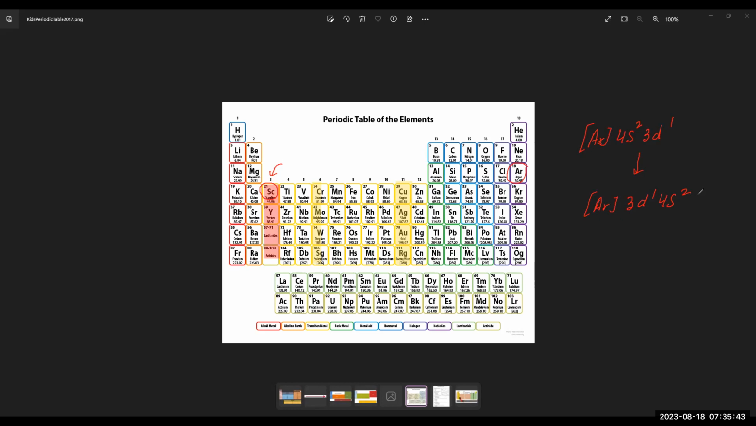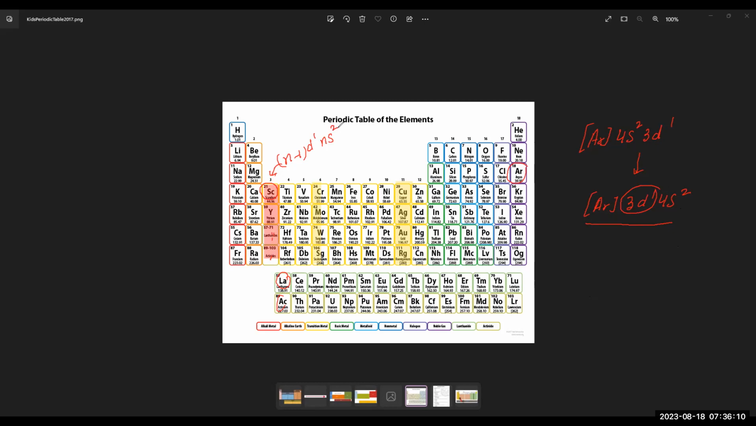4s2, right? Okay. Now, if you go for the next, yttrium and then lanthanum and actinium, which are here, they all are like this. So what's the general configuration? 3d1 means (n minus 1) d1 ns2.